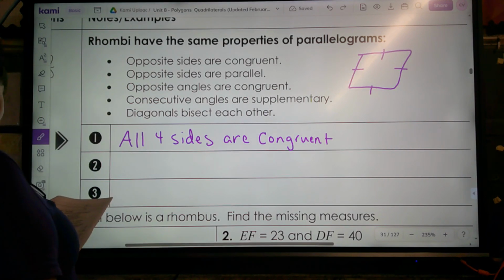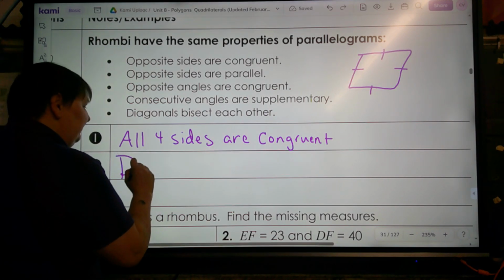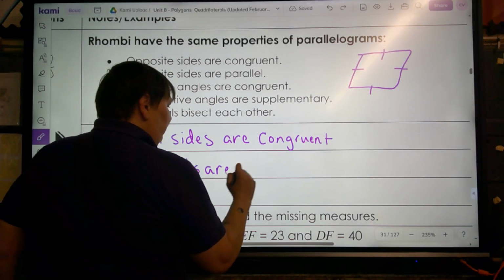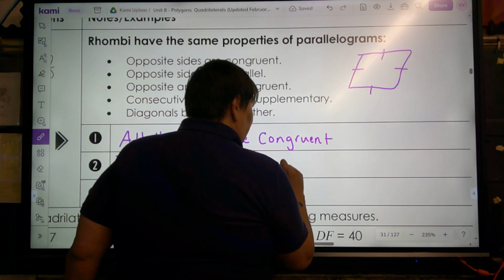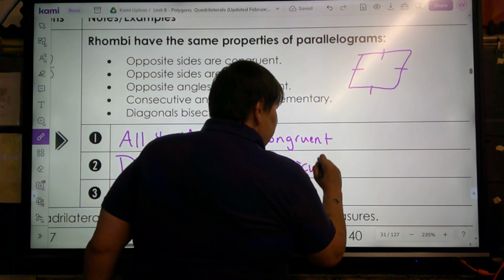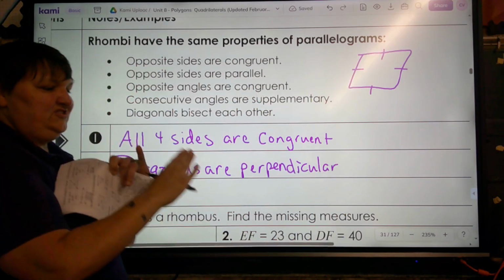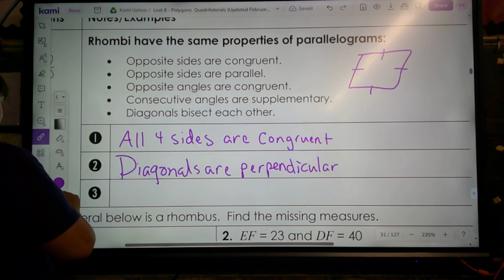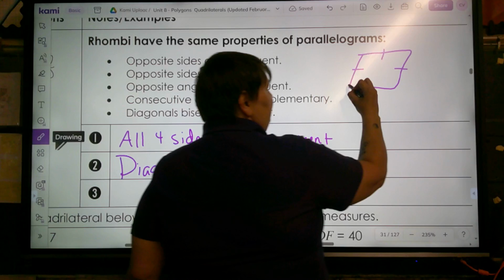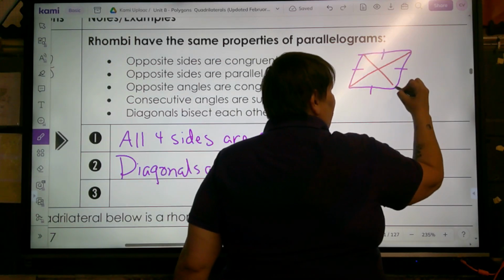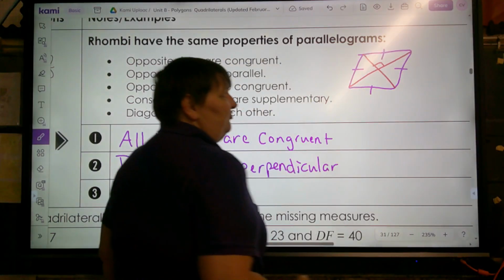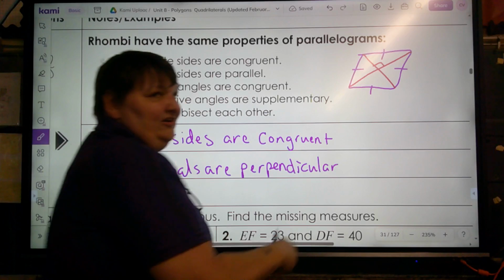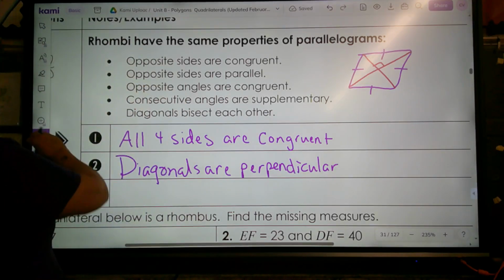Right? The second rule, diagonals are perpendicular, which means that when they cross each other, they create 90-degree angles. Right? So the diagonals, when they cross each other, they create 90-degree angles. All four of these are 90 degrees.